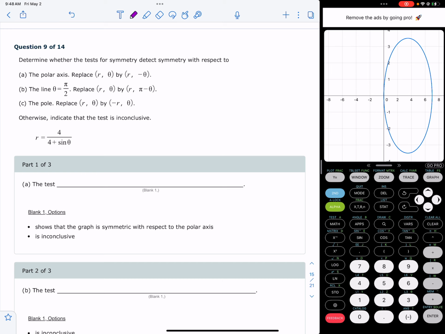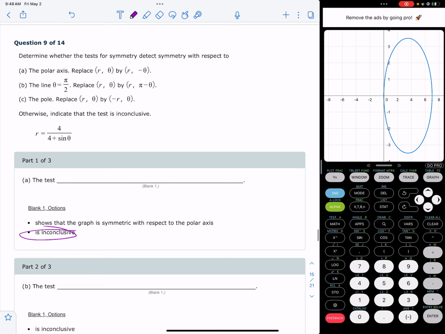So we're essentially doing the same thing, but they're just asking the answer in a different way. If it is, then we would circle this, but if it is not, then we would say it's inconclusive. So this is a sine function, and with sine, we keep our negative, so it's not going to be the same. So that one's going to be inconclusive.